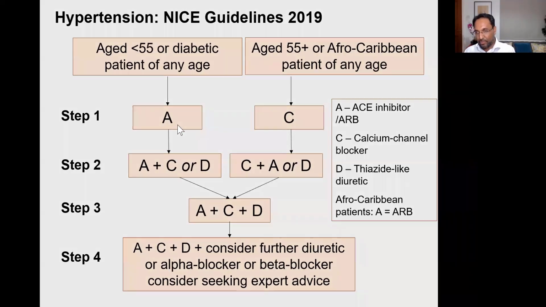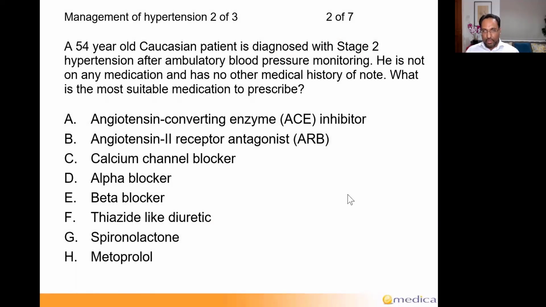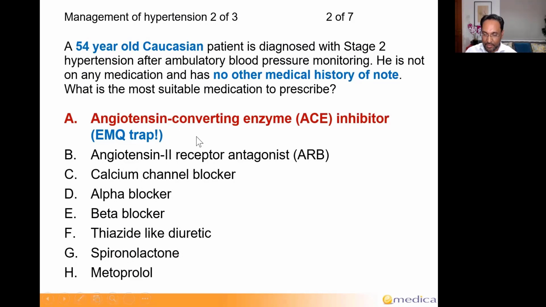All right. So let's look at the second one. So key things here is that this patient's stage 2 hypertension, so that means they definitely need medication. And they're Caucasian and they're 54. All right. So what's the first line? Correct answer is the same. ACE inhibitor. Now, this is what I call the EMQ trap.